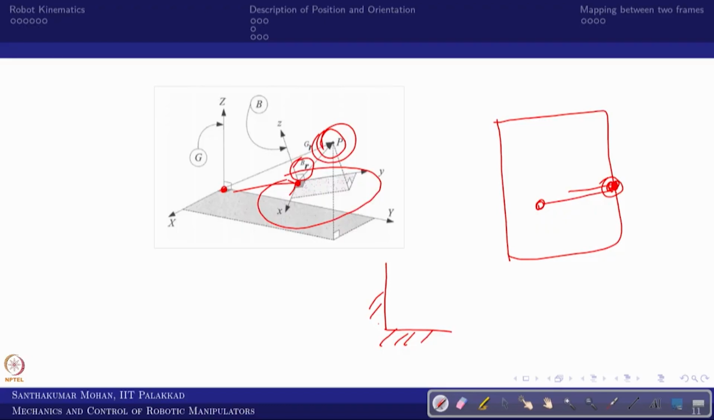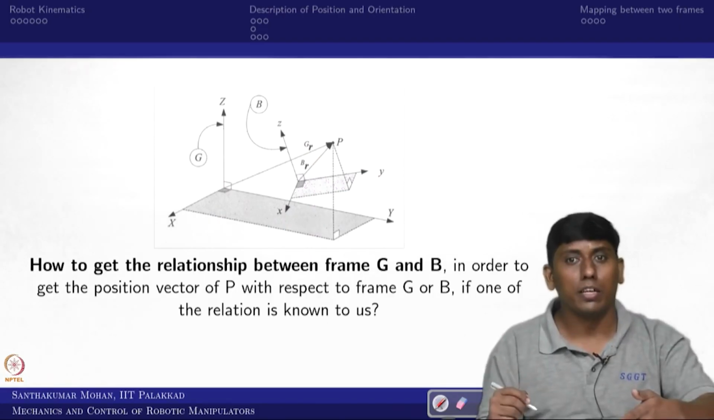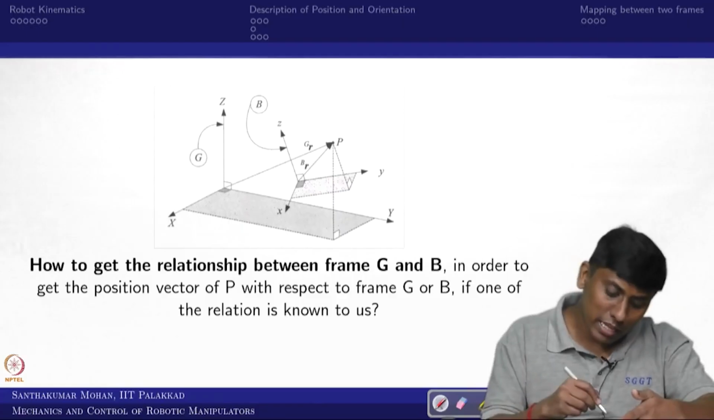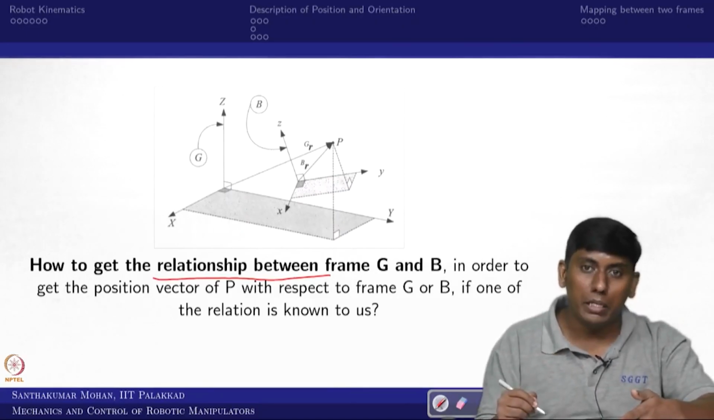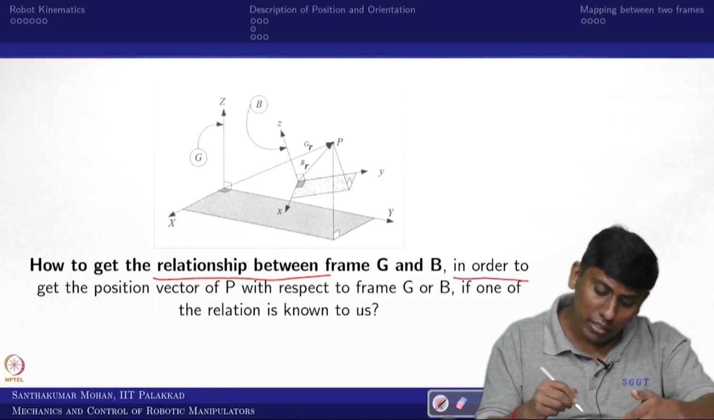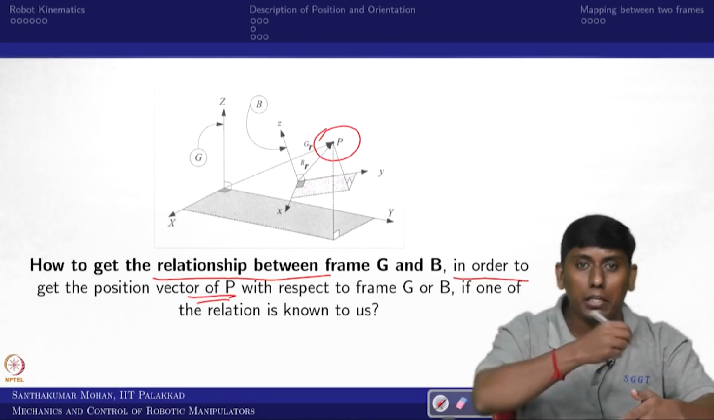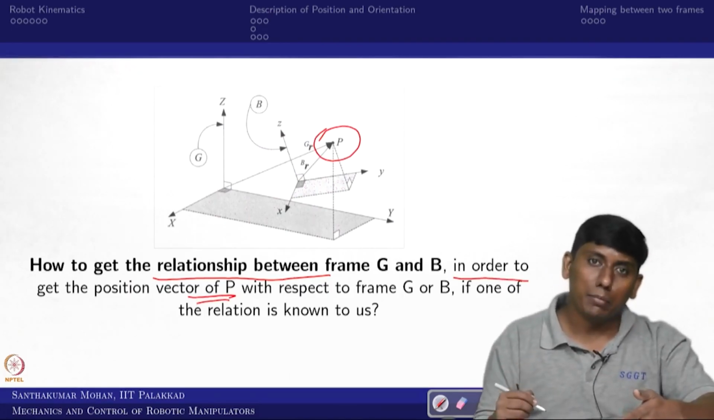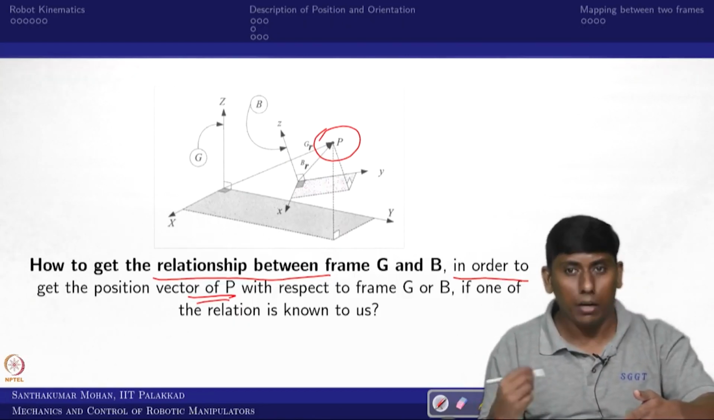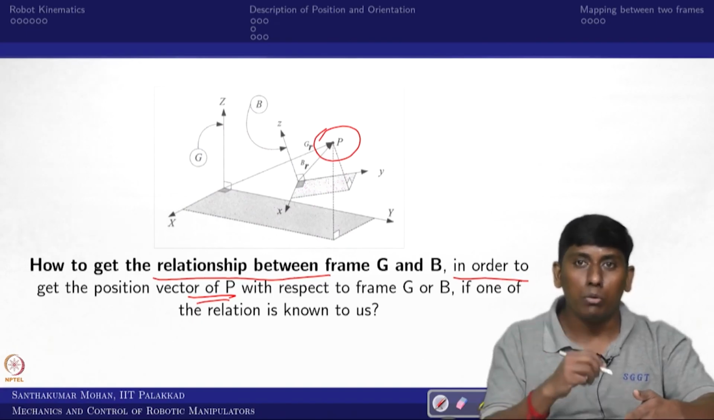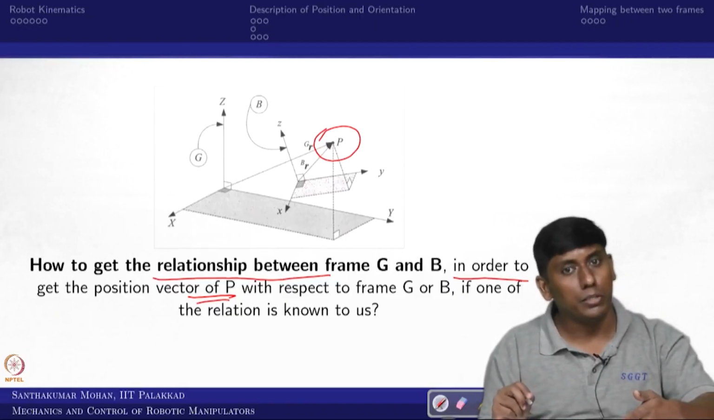If that is the case, we first have to understand how to describe the position and how to describe the orientation. Then we can say how to get this relationship between the ground frame G and the body frame B. Why are we looking at this? Because we need to have the information of P with respect to G or B, one of which is known. The next lecture would be talking about description of position and orientation. Then we will talk about how to map between two frames, and finally we will end up with something called the transformation matrix.